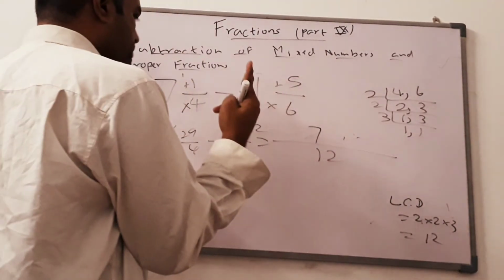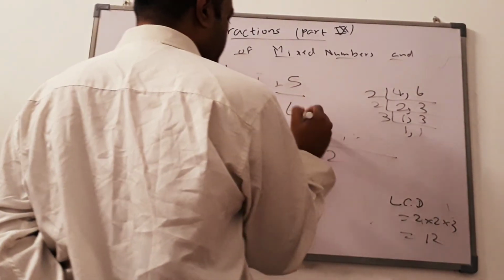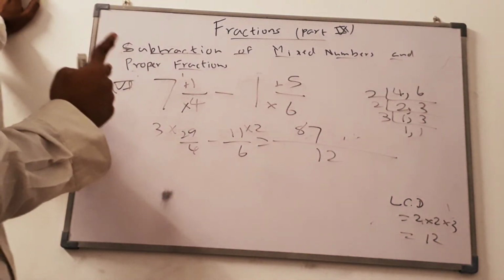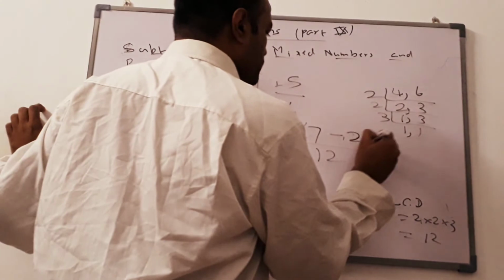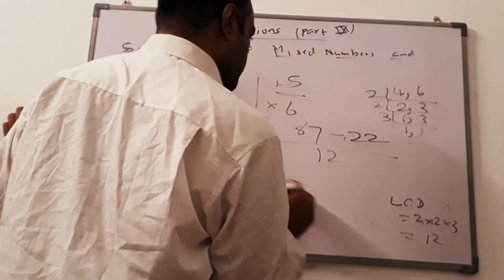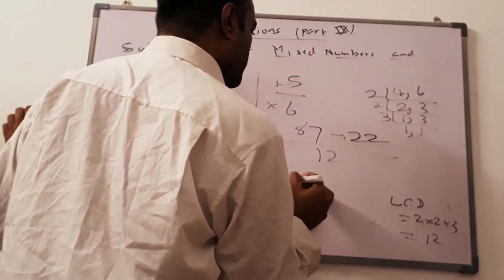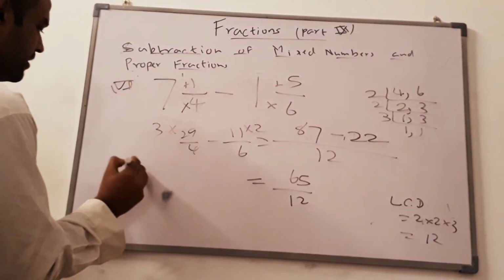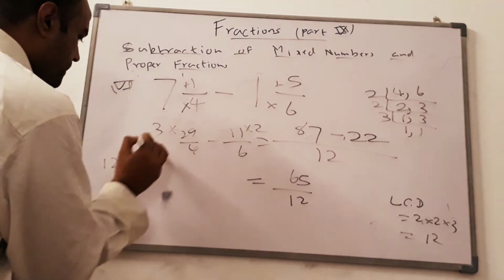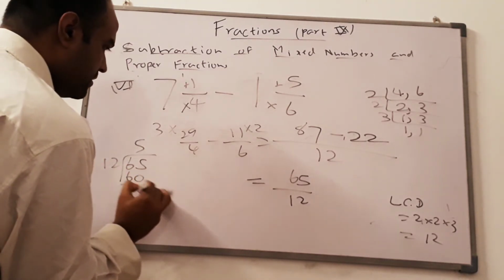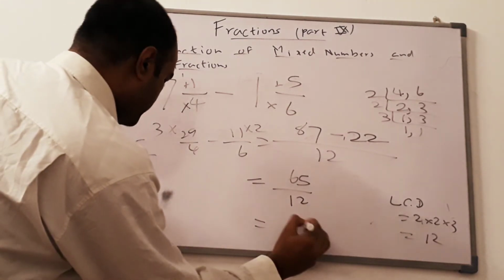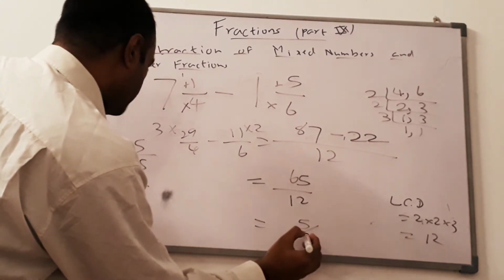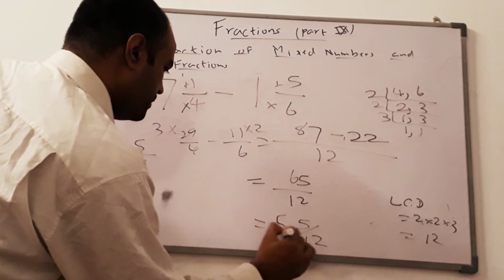9 times 3, 27... 3 times 29, 87, minus 2 times 11, 22. So the answer here is 65 out of 12. Now we have to divide 65 by 12. 12 times 5 is 60. 5 is the remainder, the denominator is 12 and the whole number is 5.